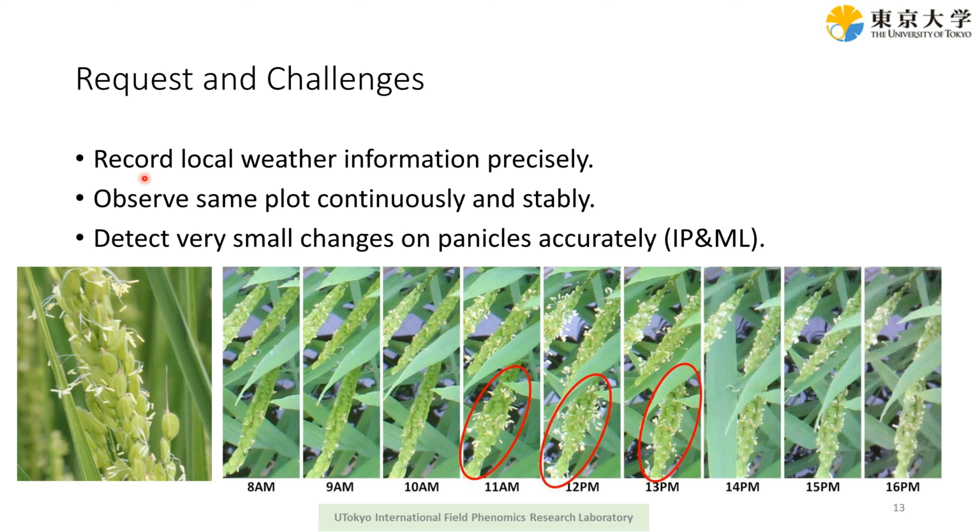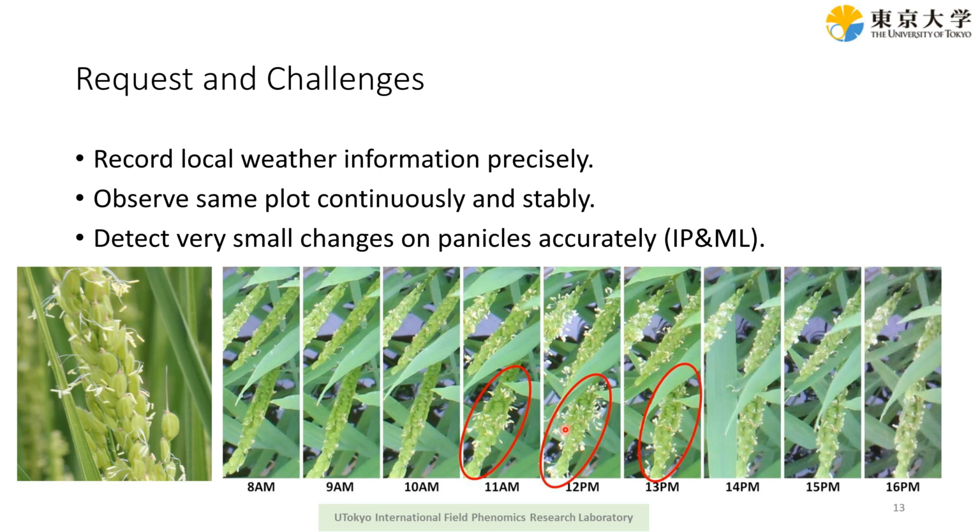It requires recording the local weather information precisely for this experiment site, and it requires observing the same plot continuously and stably, and it requires detecting those very small changes. As you can see over here, only 2 or 3 hours can show these small changes on the panicles of the paddy rice, which is why we absolutely need image processing and machine learning.